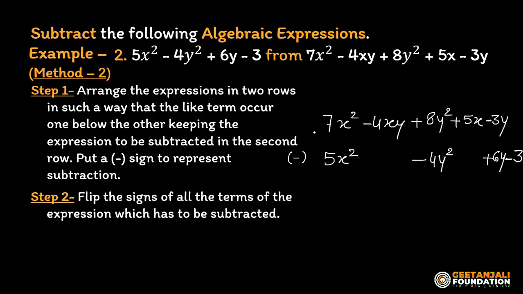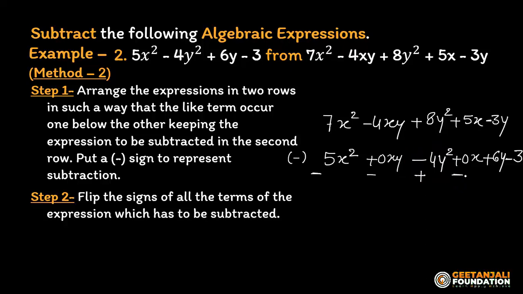these terms. Now in the next step, we have to flip the sign of all the terms in the expression which has to be subtracted. So this plus 5 will become minus. Here nothing is written, so I will write 0xy. Whatever sign for 0 doesn't matter. This minus will become plus. Nothing is written, so I am writing 0x.